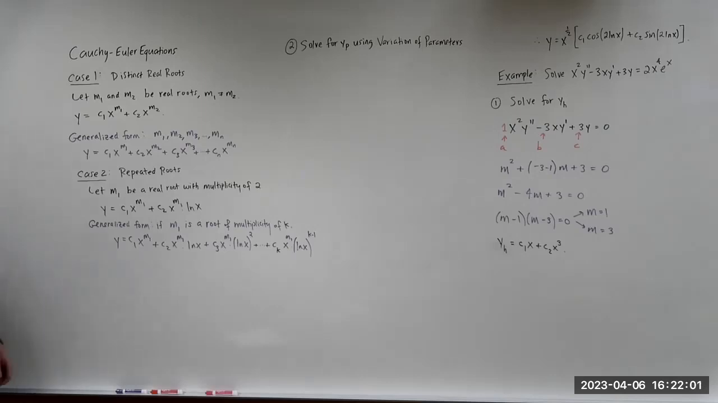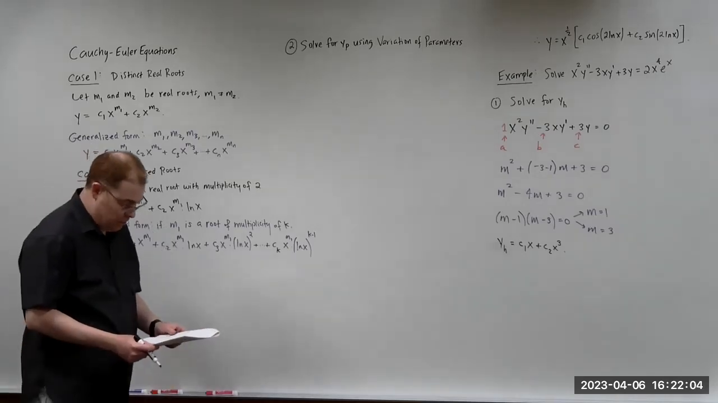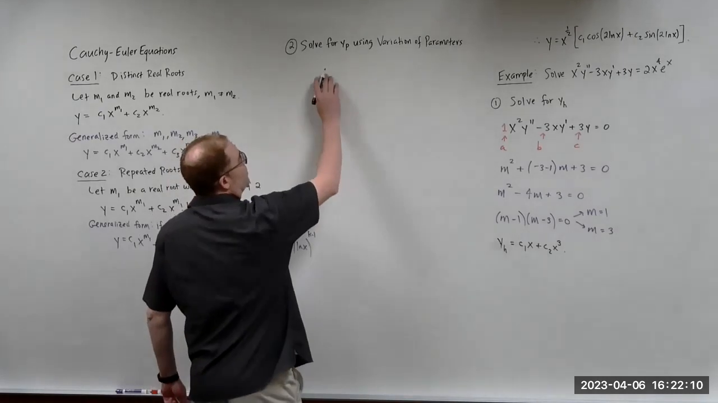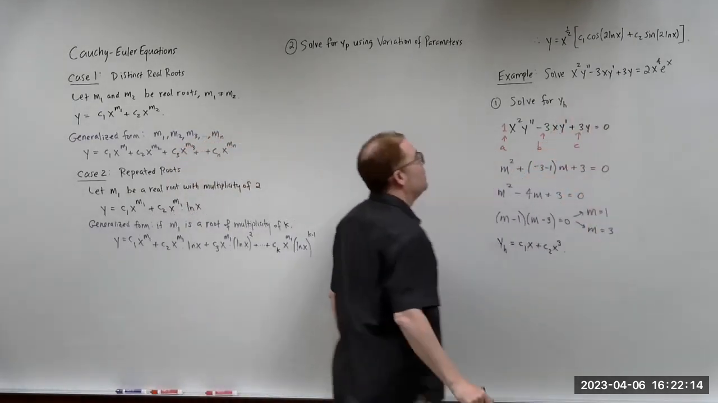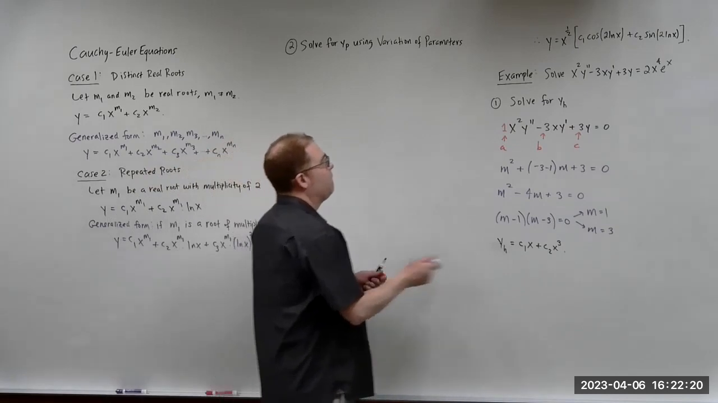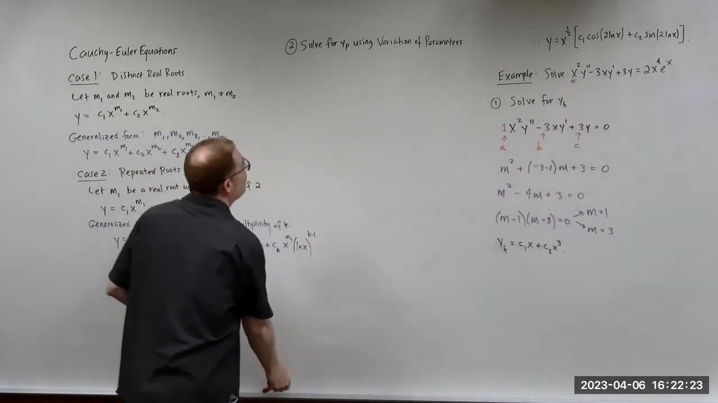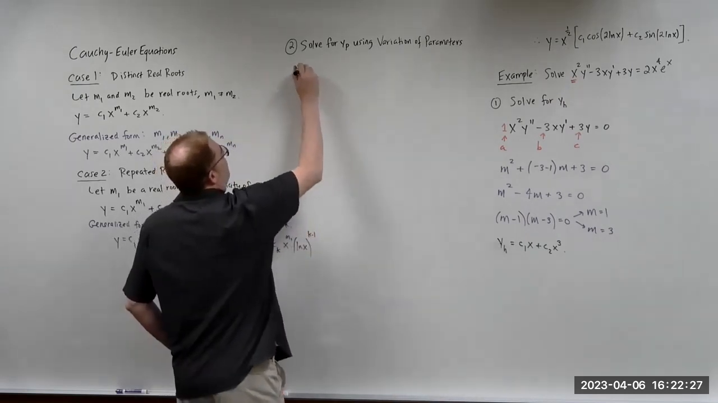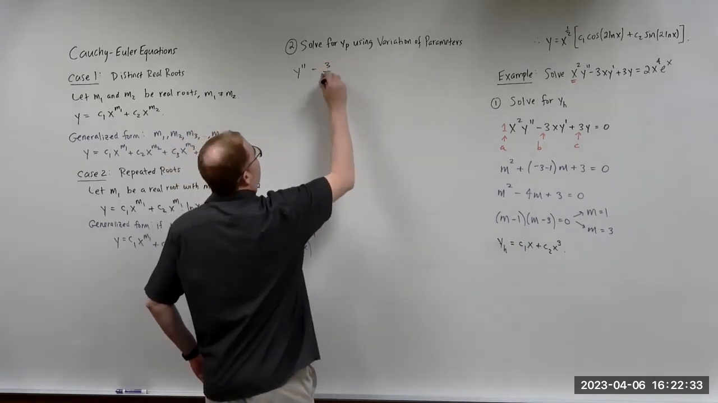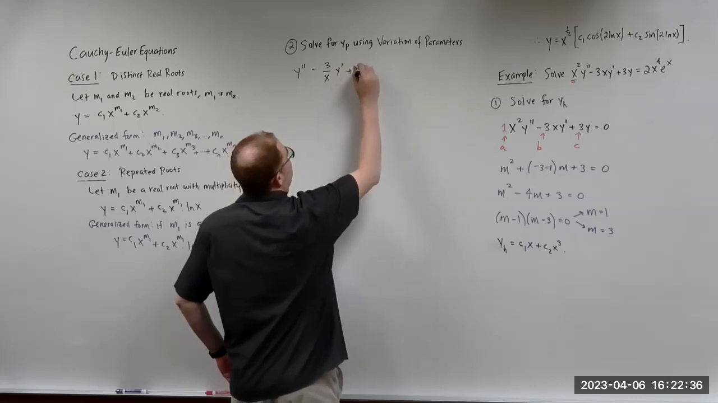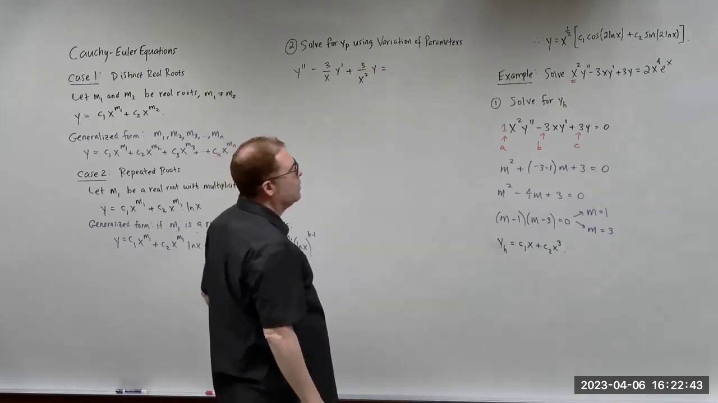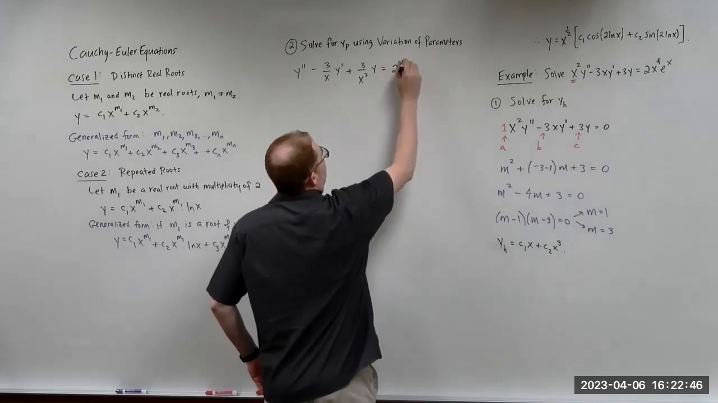So using variation of parameters, remember, to use that, we have to normalize our differential equation. We have to write this in standard form. All right, so we're going to divide everything by x squared. So we have 3x over x squared, so that's going to be 3 over x times y prime plus 3 over x squared times y, and then we have 2 x squared times e to the x.